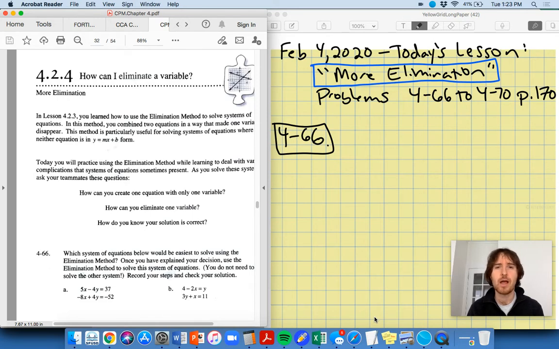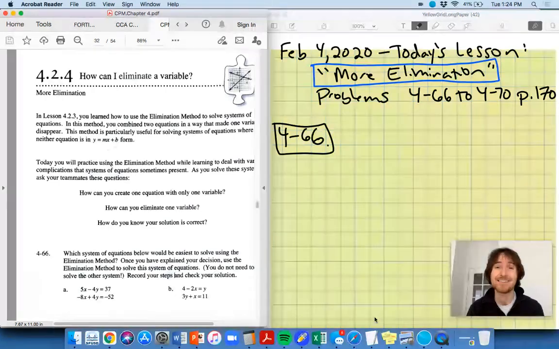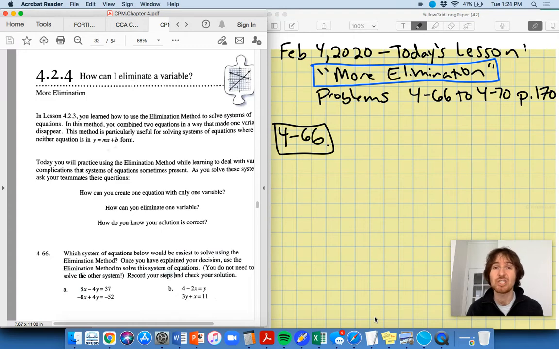And I think part of the reason why you want to do that is because elimination oftentimes can be the easiest way to solve a system of equations. You just got to get practice. Got to see the right situations to use elimination. And that's where we begin now.